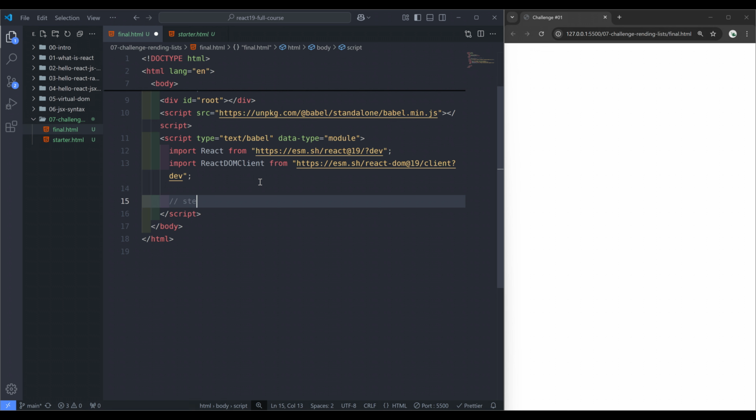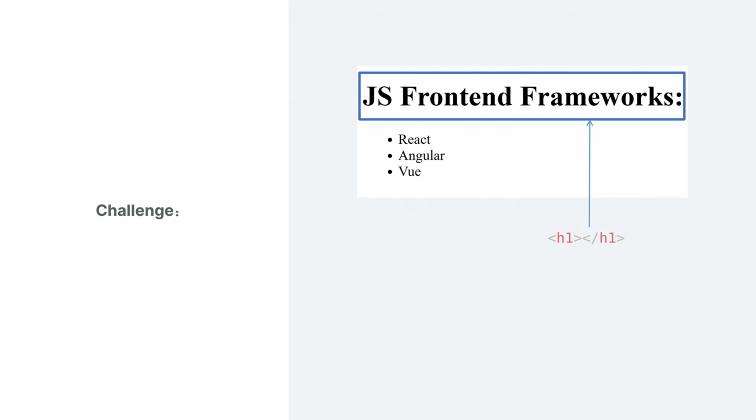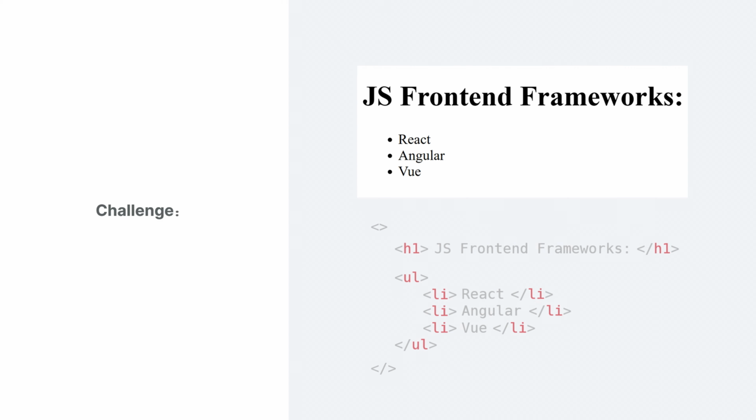Step 2. Create the virtual DOM. First, observe the structure of the content. There should be an h1 or h2 tag for the title, and an unordered list UL with 3 li list items. Since JSX only allows one root element, the whole structure needs to be wrapped in a container or a fragment.